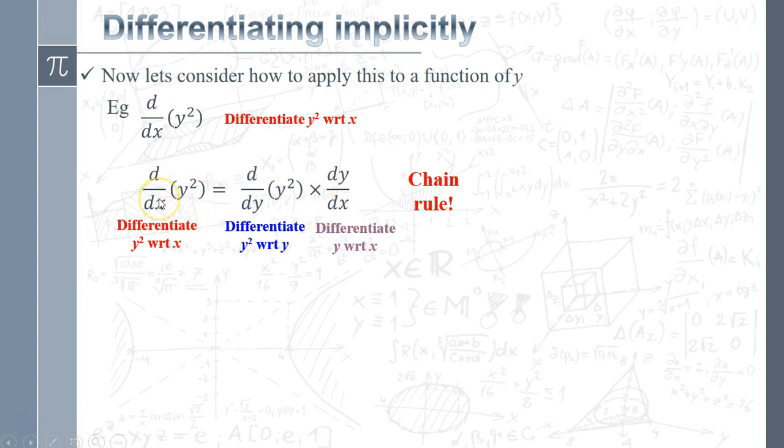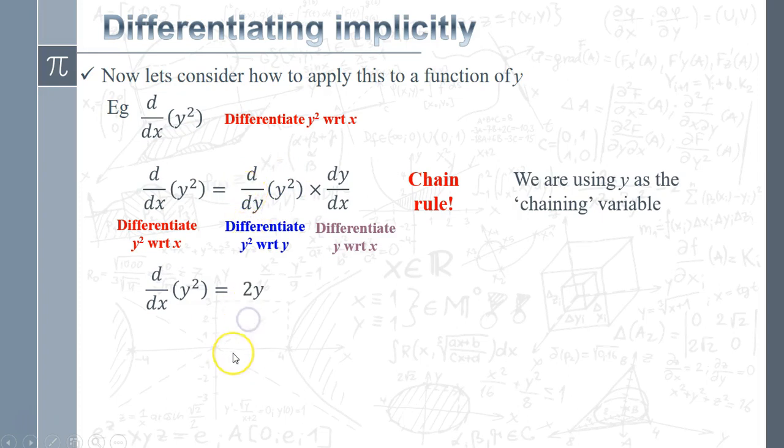So it's the same as what's on the left hand side. Technically speaking, we're using y as a chaining variable, the dy bit being the part that cancels out. So what happens? We differentiate y squared with respect to x using this. Differentiating y squared with respect to y is just straightforward 2y, and then multiply by dy/dx. So differentiating y squared with respect to x gives us 2y dy/dx.